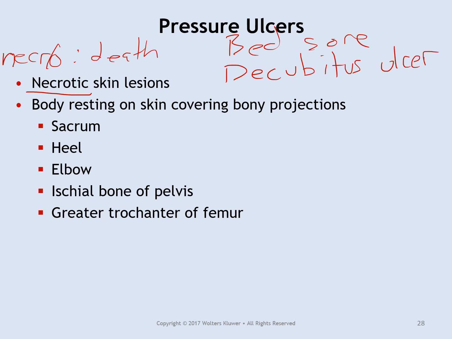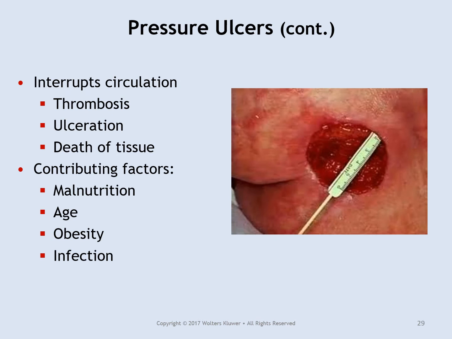And this usually happens on the skin where you see skin covering bony parts of the body. The sacrum is very, very common. The sacrum is the lower spine down in between your hips, down in your very low back. You see it sometimes over the heel, the elbow, over the outside of the hip as well. So what happens when your patient develops a pressure ulcer?